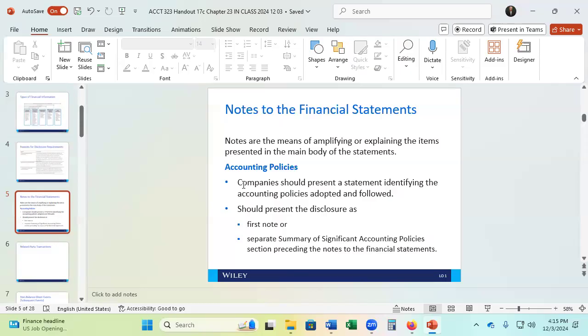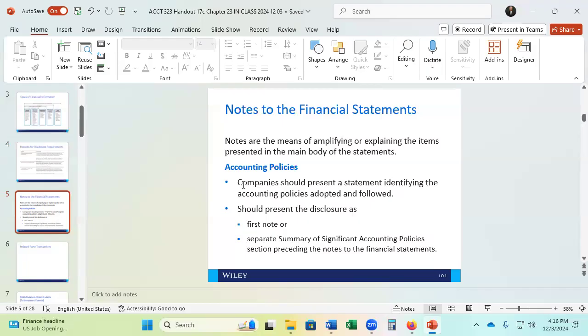Now, the second part of your chapter, Learning Objective, talks about all of the things that you should include in the notes to the financial statements. And I just wanted to start with this one because all of them have a paragraph, and I don't want to read through all of them for you. We've kind of talked about the disclosure in each of the chapters.